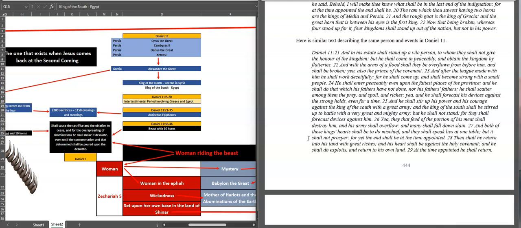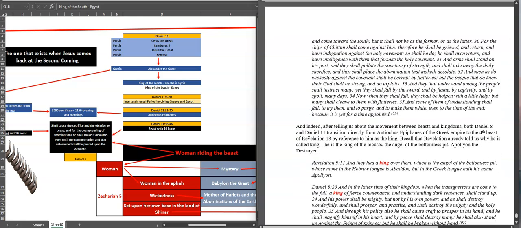Then shall he return into the land with great riches. His heart shall be against the holy covenant, and he shall do exploits and return to his own land. At the time appointed he shall return and come toward the south, but it shall not be as the former or as of the latter, for the ships of Chittim shall come against him. Therefore he shall be grieved and return and have indignation against the holy covenant. So shall he do. He shall even return and have intelligence with them that forsake the holy covenant, and arms shall stand on his part.